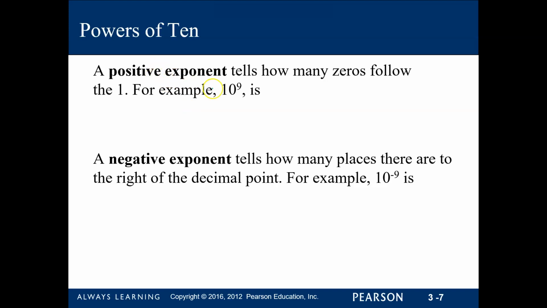When we have positive exponents, it tells us how many zeros follow after the number 1. So when we talk about powers of 10, these are numbers you get when you raise 10 to an exponent. If we have the example 10 to the 9th power, we have the number 1, and this exponent, because it's positive, tells us that there will be 9 zeros after the 1.